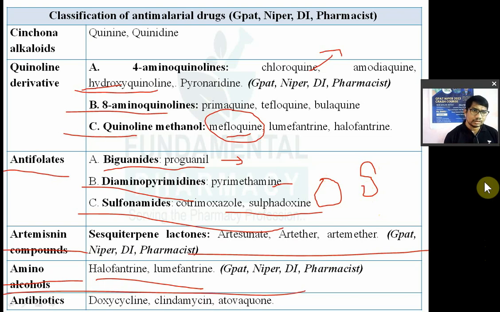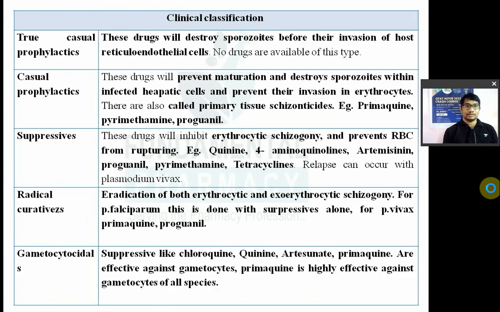We have seen the chemical classification. Now we will see the therapeutic classification, or clinical classification. The first class is the true causal prophylactics. They will prevent the malarial disease.